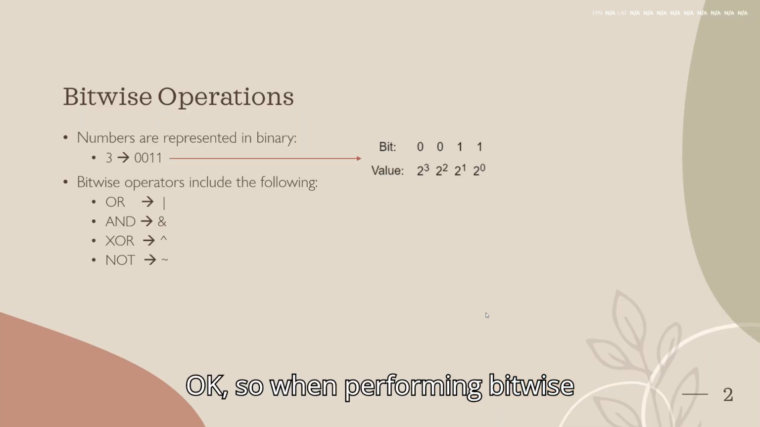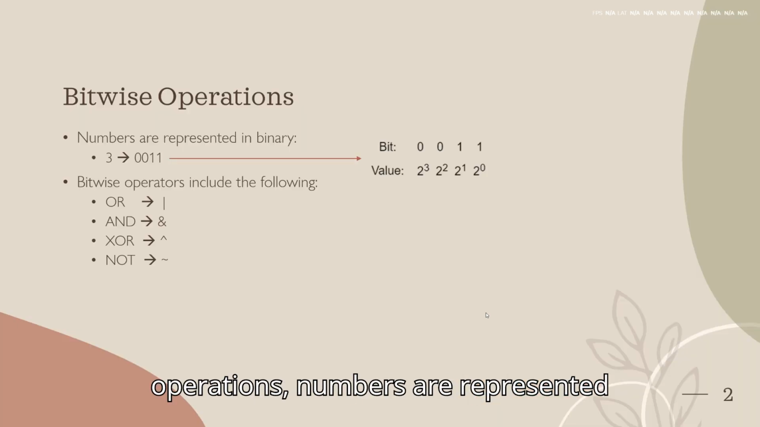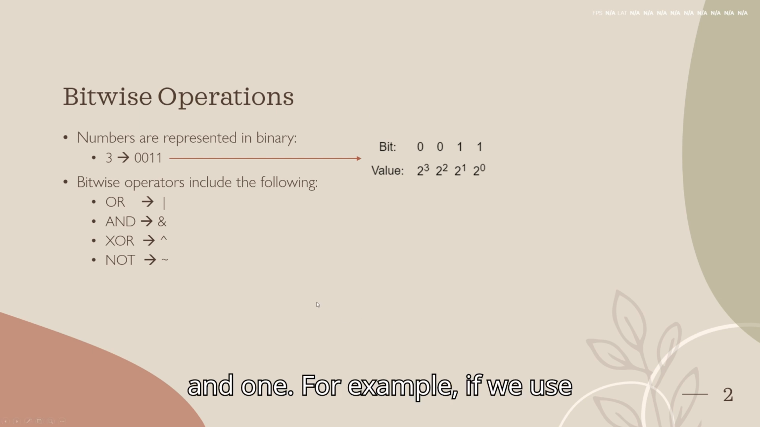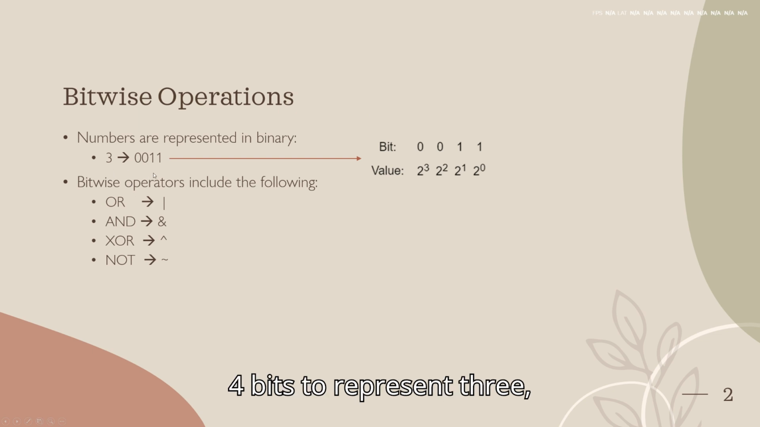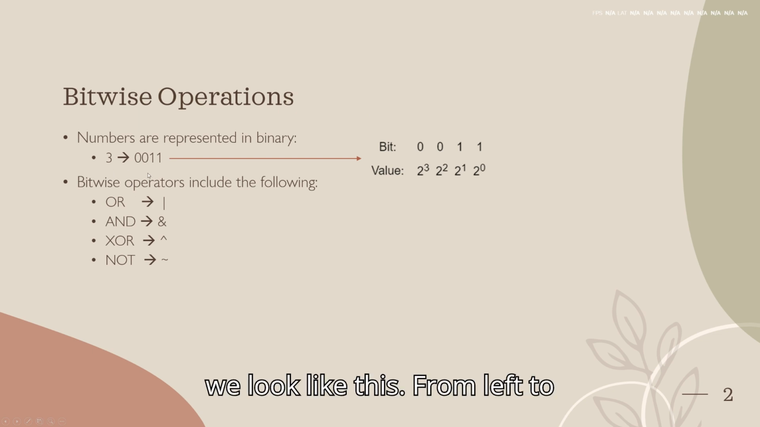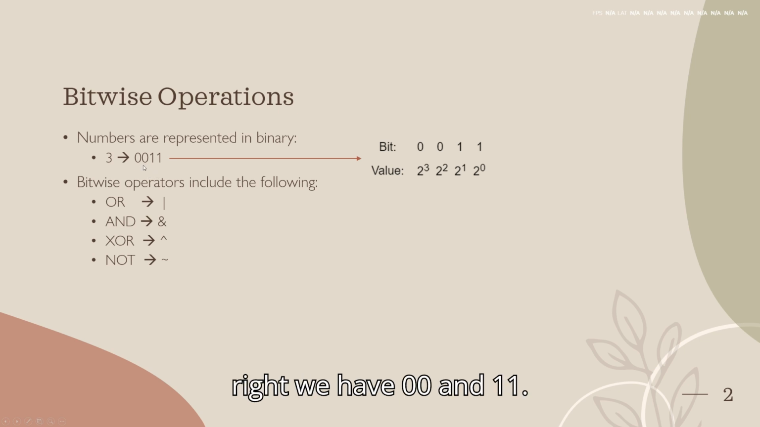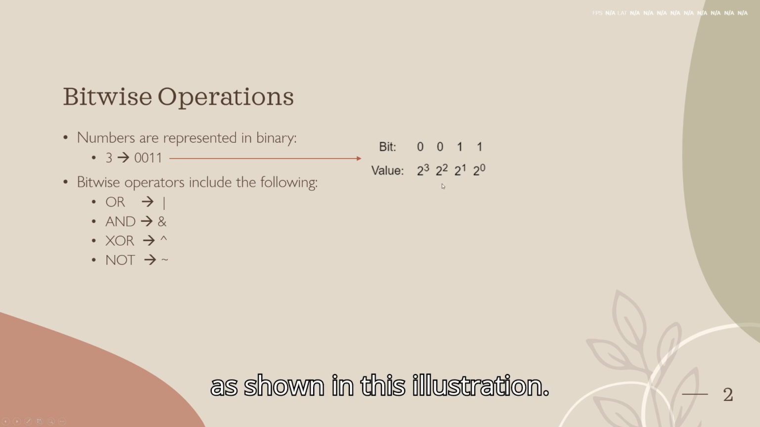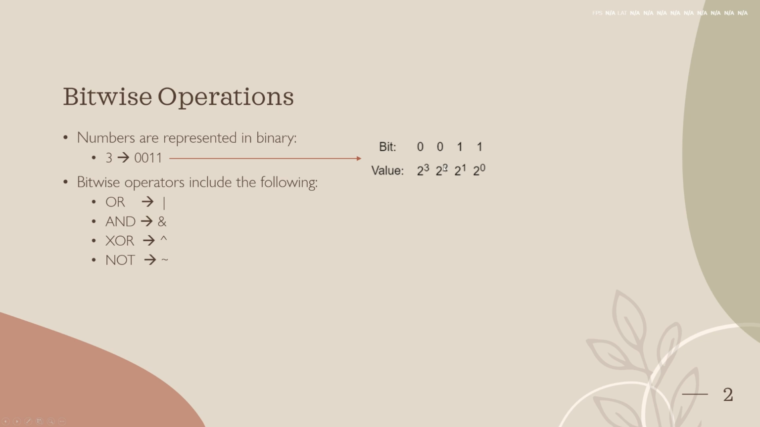Okay, so when performing bitwise operations, numbers are represented in binary, as each bit can only represent two states, 0 and 1. For example, if we use 4 bits to represent 3, it will look like this. From left to right, we have 0, 0, 1 and 1. Each bit carries a specific value, as shown in this illustration.